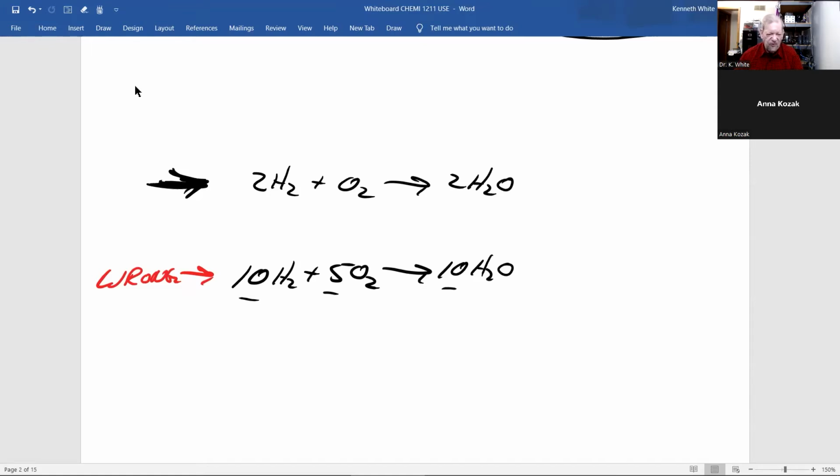However, this one, that's wrong. If you divide each one by 5, then you'll wind up with the balanced chemical equation. So you should never be able to divide the coefficients by the same number to get whole numbers like I just did with the wrong one.